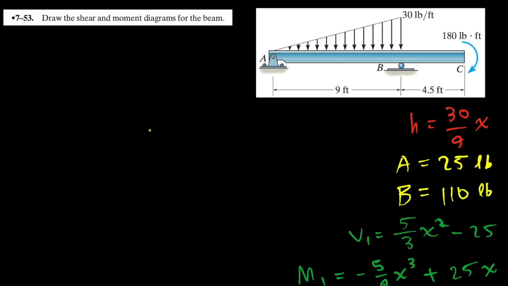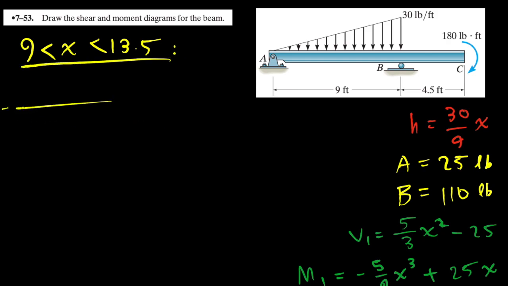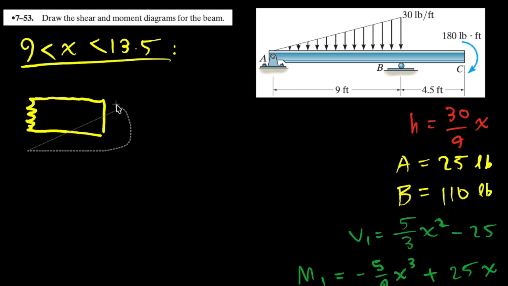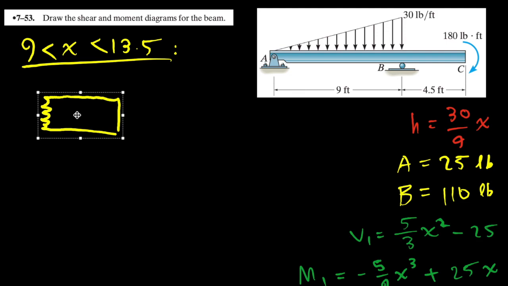Now we will be sectioning the beam from 9 to 13.5 because that is what we have left. So instead of traditionally sectioning from left to right, we will be sectioning from right to left. We will be starting at point C and sectioning it like this. This area is where we cut the beam. For this, let me move this diagram a little to the right so we have space.